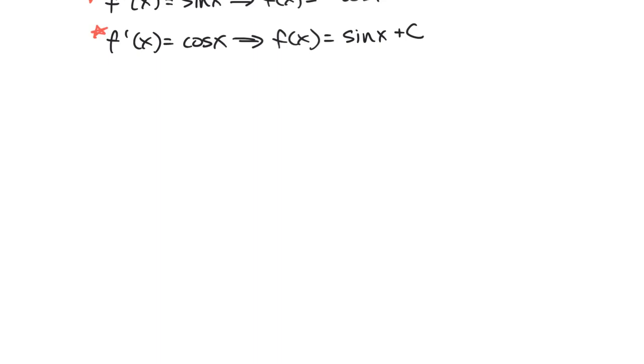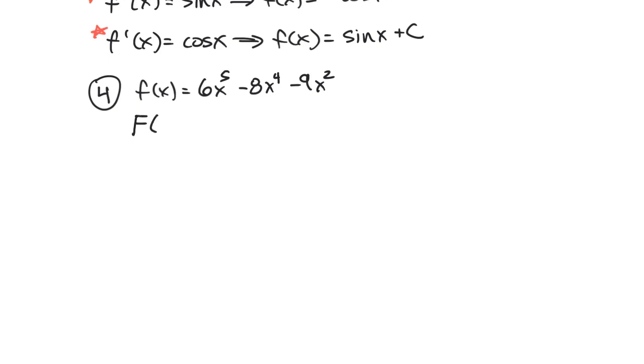Like, let's see, this is section 4.9, number 4. It's on page 355. And it says f of x equals 6x to the 5th minus 8x to the 4th minus 9x squared. So go ahead, press pause, give it a try. Okay, so for this one, if this is f of x, then what they're going to want us to do is find the antiderivative. So they would say capital F of x equals.